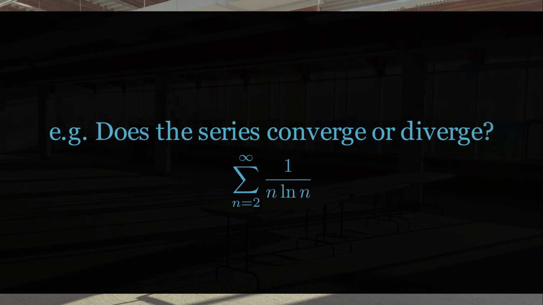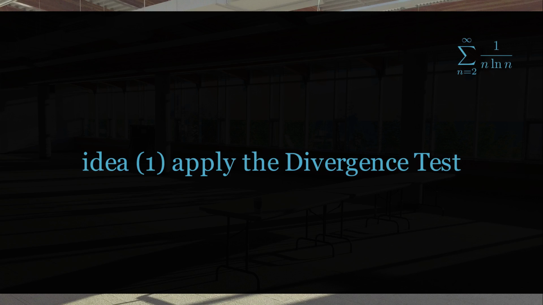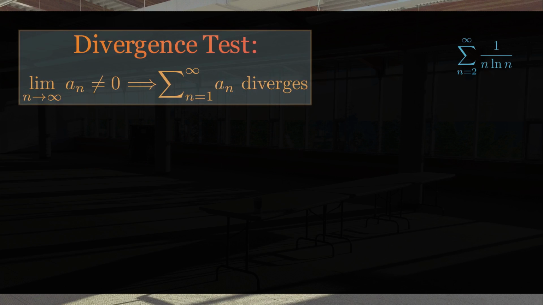Let's take a look at the sum from 2 to infinity of 1 over n log n. The first thing we can quickly do is check the divergence test. Now, recall that if the limit of the terms to infinity is not 0, then the sum will diverge.